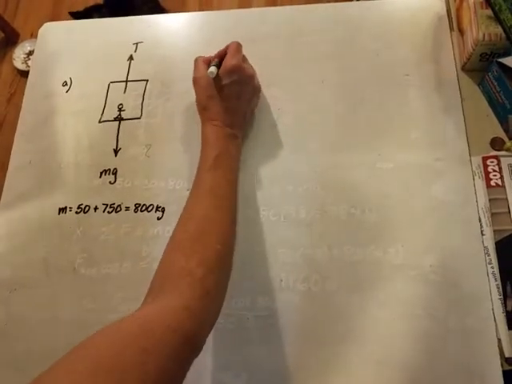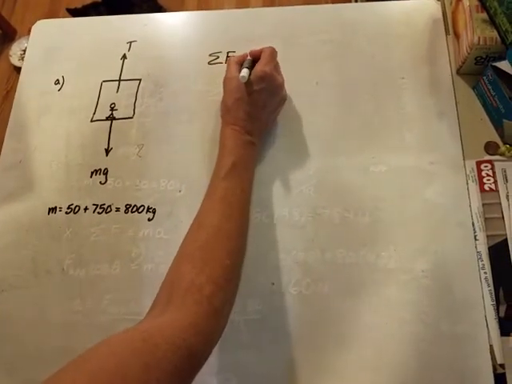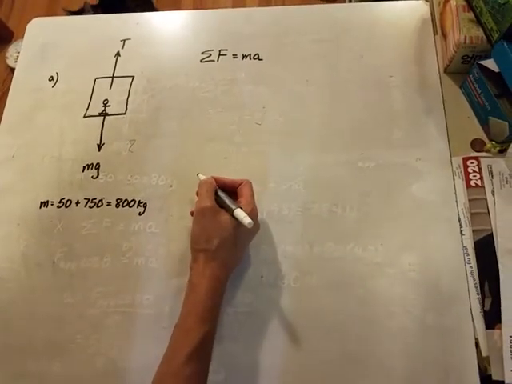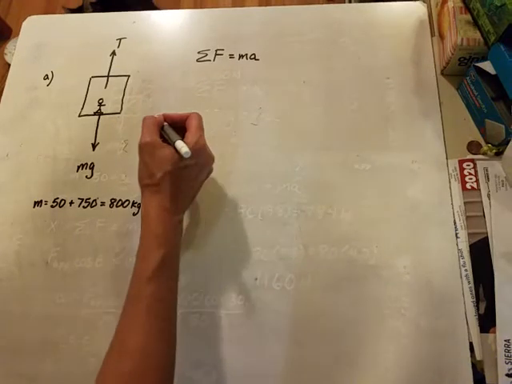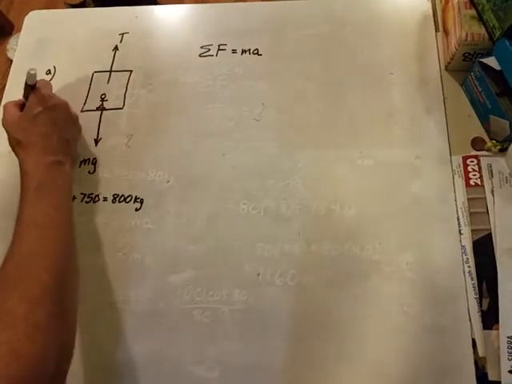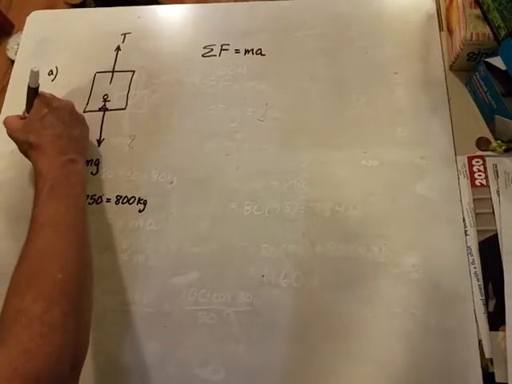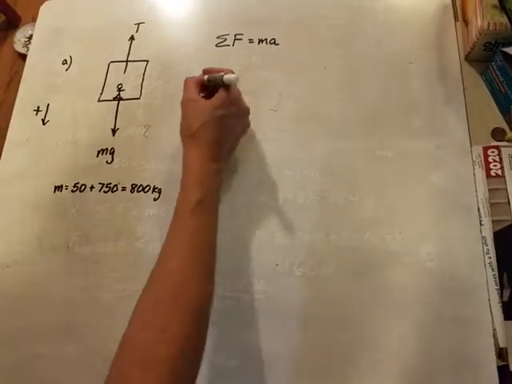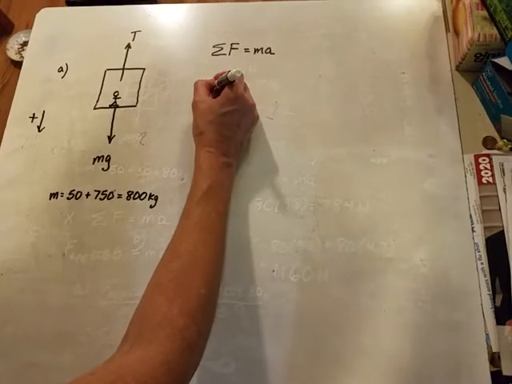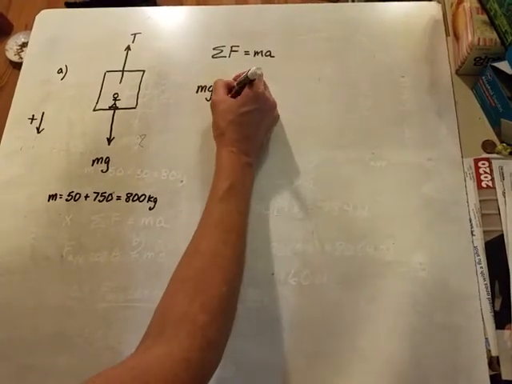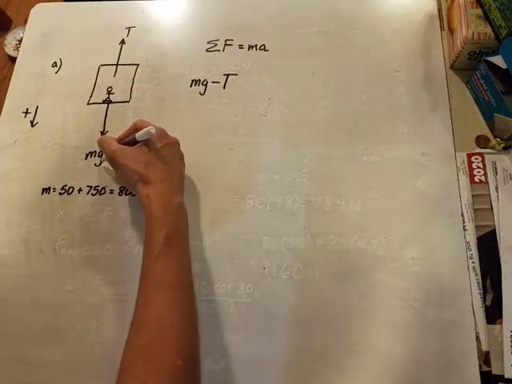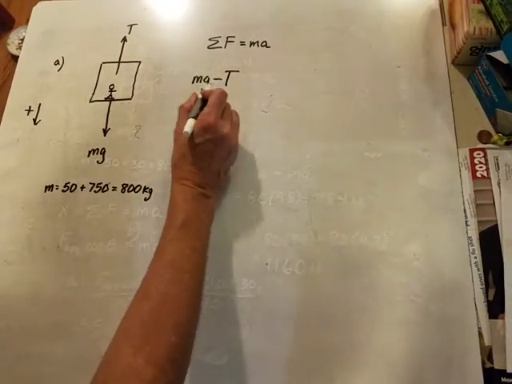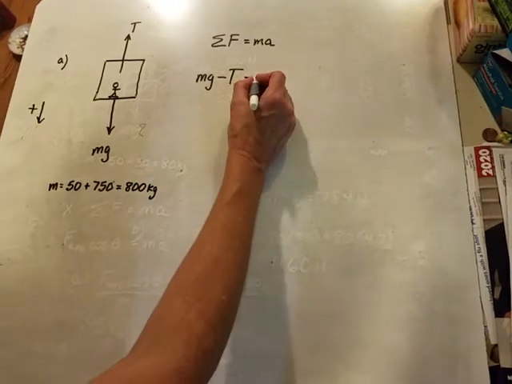Our force equation: the sum of the forces is equal to ma. We don't need to worry about the x direction because there's nothing happening in the x direction. We just need to worry about the y direction. Because our elevator is moving downwards, I'm going to make down be positive. So if down is positive, my positive force is mg, and my tension will be negative. So mg is in the plus direction, T is in the minus direction, so this is going to be a minus sign in here. And that's going to be equal to ma.